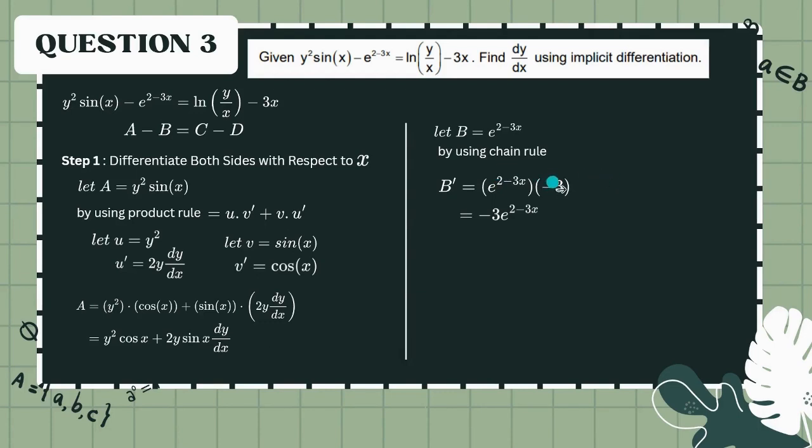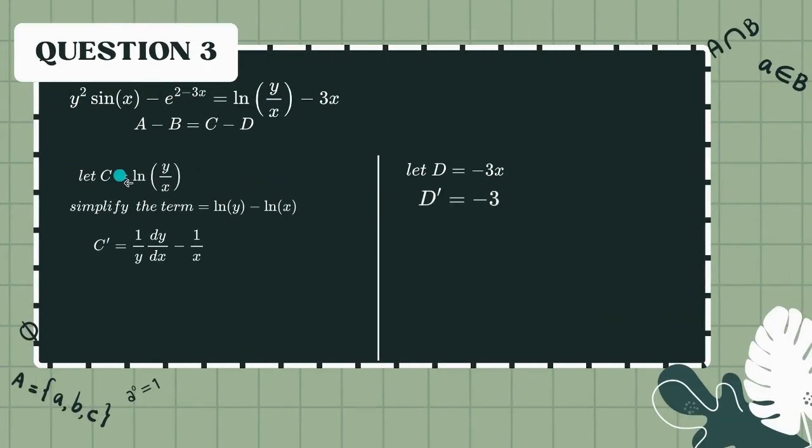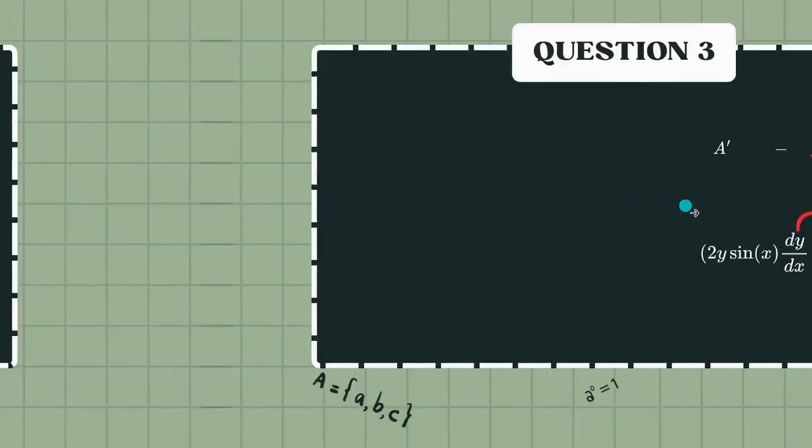So next, by letting B equal to e to the power of 2 minus 3x, I will be using the chain rule. So by using the chain rule, we will get B prime is negative 3 e to the power of 2 minus 3x. So next, by letting C equal to ln y per x, we can simplify this term. It will become ln y minus ln x. So C prime is 1 per y dy/dx minus 1 per x. Next, by letting D equal to negative 3x, so D prime is negative 3.